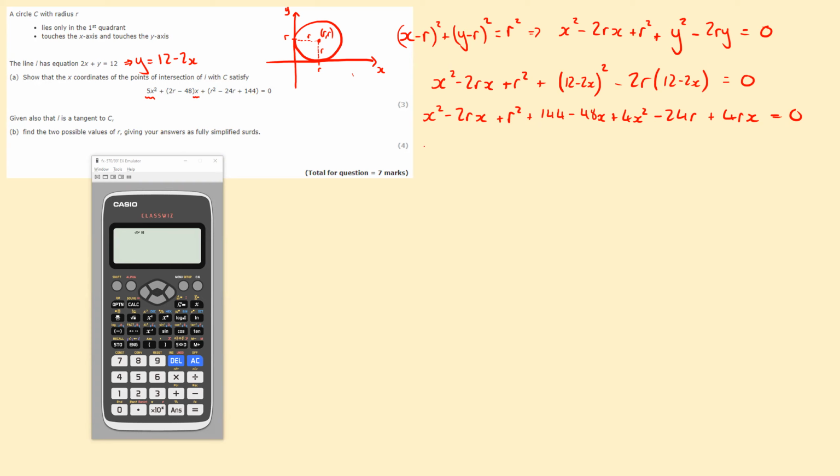So x squared plus 4x squared is 5x squared. That's looking like a great start. The x's, I've got 4rx minus 2rx, which is going to be 2rx. And my other x term is this minus 48x, plus r squared minus 24r, and then plus 144. That's equal to 0. So what I've done is take out all of the x's together, all the x squareds together, and then the constants themselves. And this here is already sorted out. That's given to us at the end. So the only thing we'll have to do is factorize out an x from this middle term.